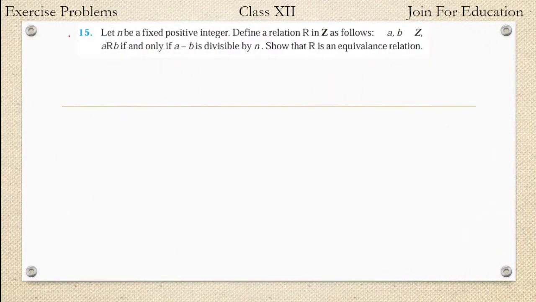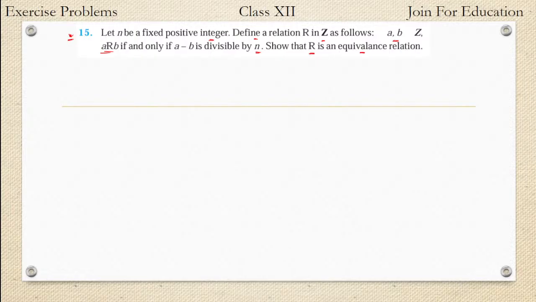This is the last question of this class. This is question number 15. Let n be a fixed positive integer. Define a relation R in Z as follows. For all a, b an element of Z, a is related to b if and only if a minus b is divisible by n. Show that R is an equivalence relation. After this, there is no problem to understand the question.